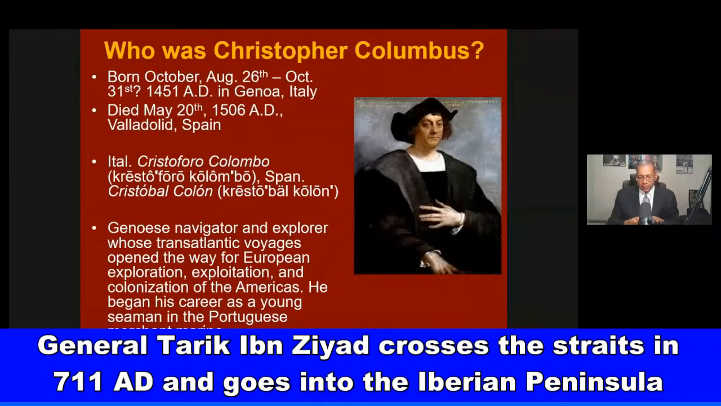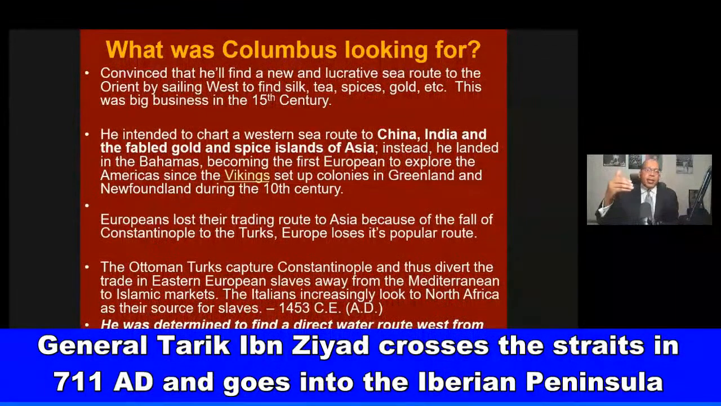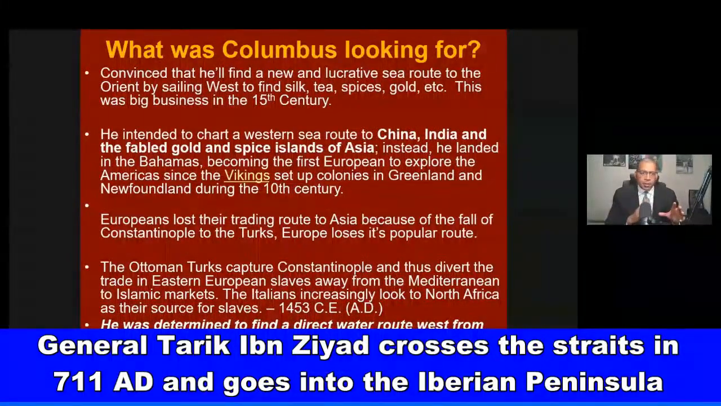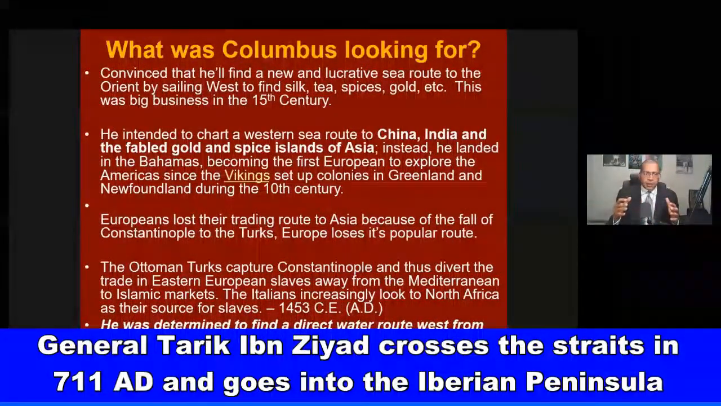Okay. And we know the Portuguese are the first ones involved, and Spain and Portugal are right next to each other. Now, what was Columbus looking for? Convinced that he would find a new lucrative sea route to the Orient, to Asia, by sailing west to find silk, tea, spices, gold, etc. This was big business in the 15th century.